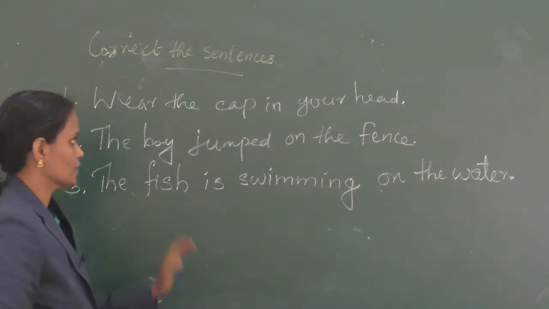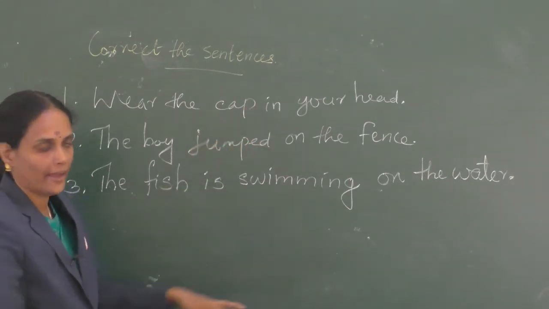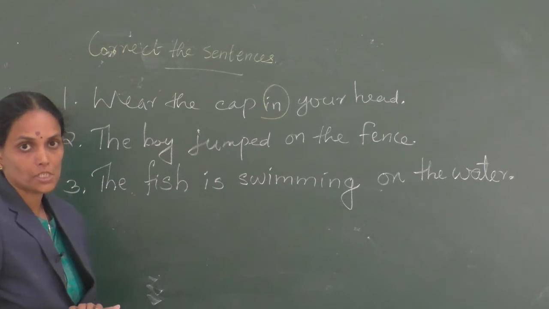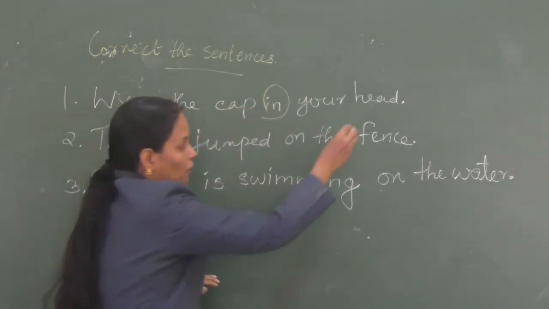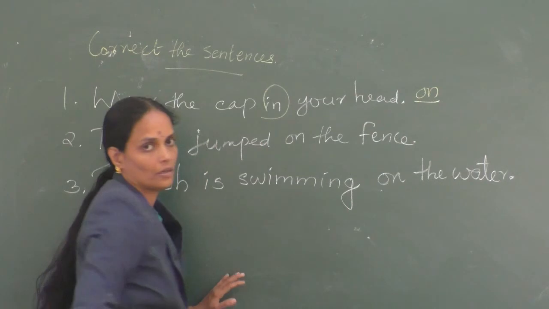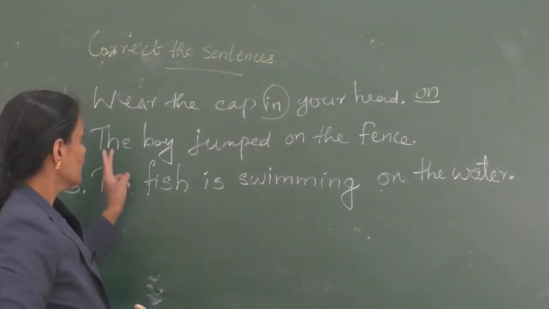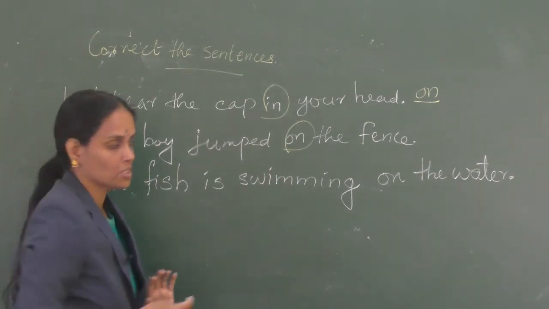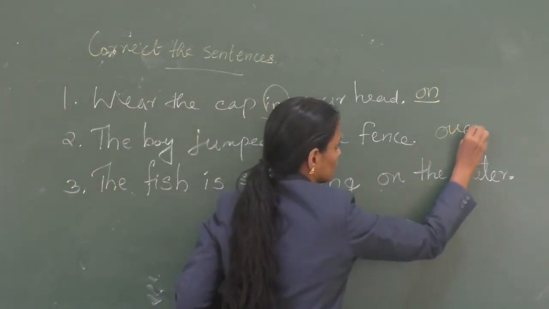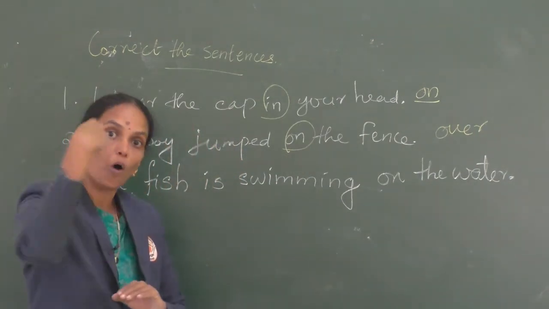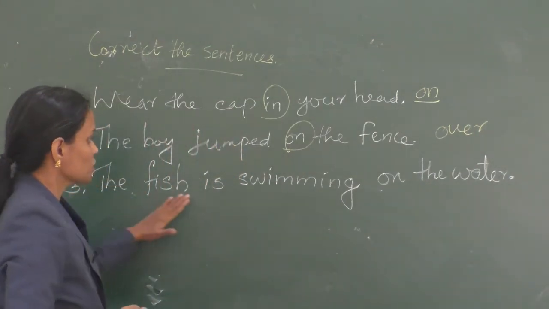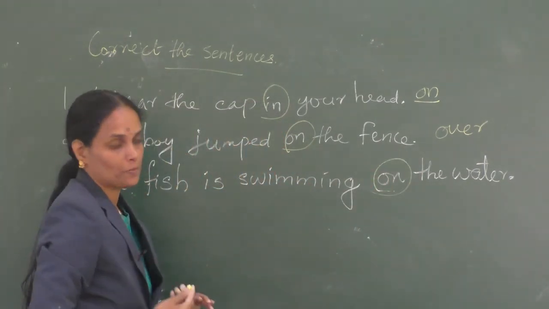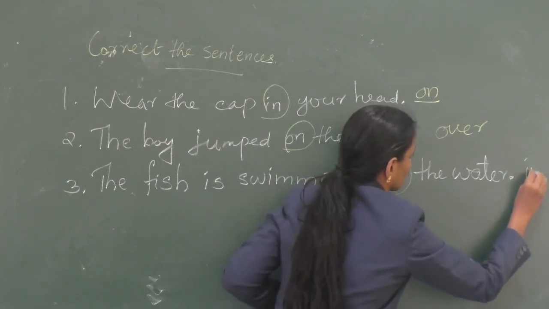Look at the first sentence. Wear the cap in your head. In is the preposition used here. So, what should be the correct preposition? Wear the cap on your head. On. Second one, the boy jumped on the fence. So, the correct preposition is over the fence. The boy jumped over the fence. The fish is swimming on the water. What should be the appropriate preposition? In the water. Yes.